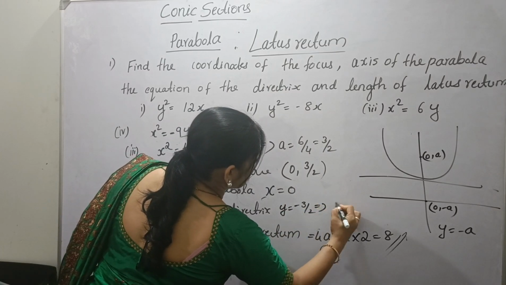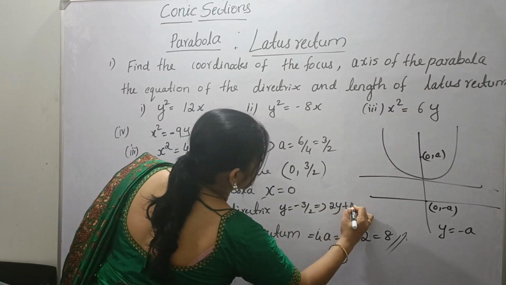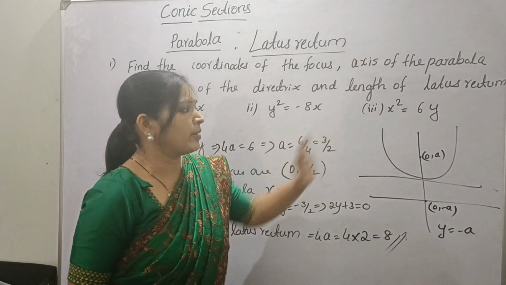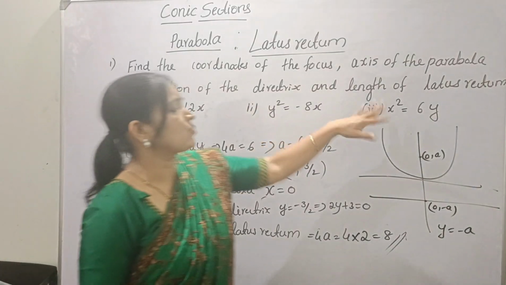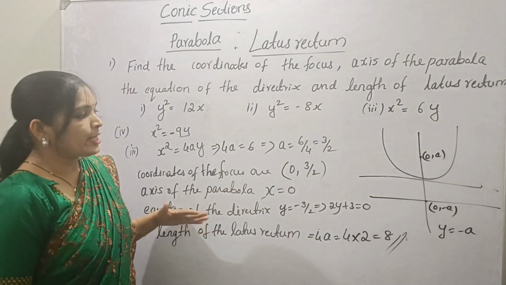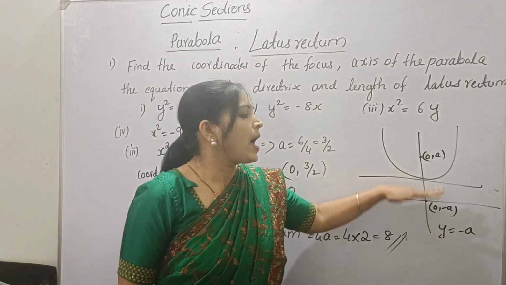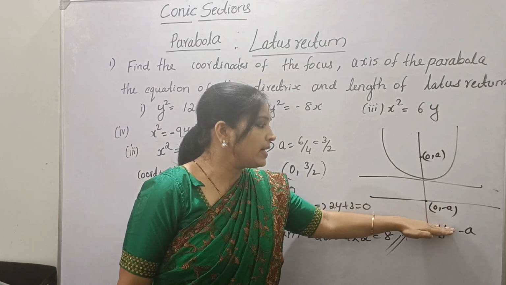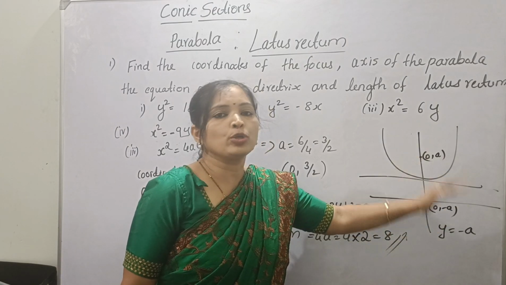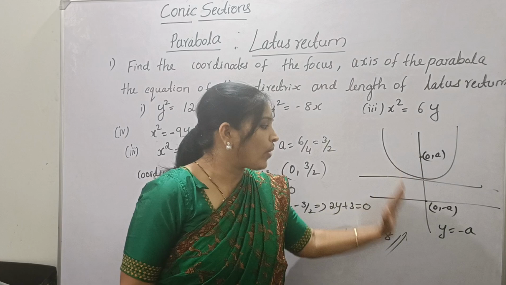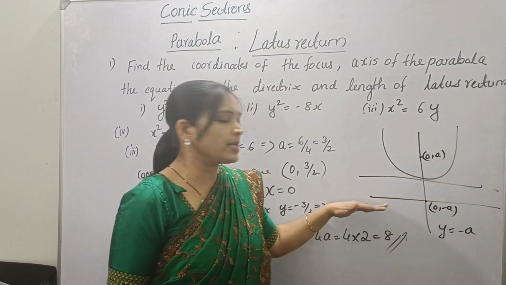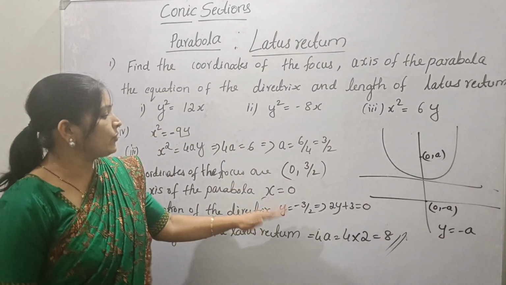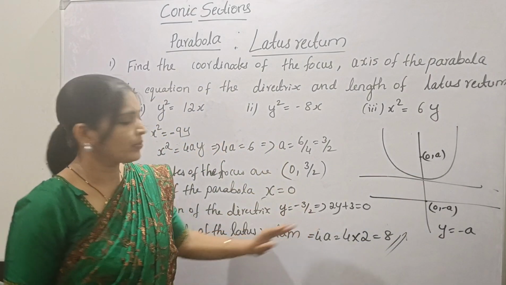That is 2y + 3 = 0. So it is the equation of the directrix of this parabola. Understood, right? Because this directrix is on the negative y-axis, the point is (0, -a). Therefore, here the equation is y = -a, not x = -a. Here y = -a because the directrix is along the x-axis direction. Therefore, here y = -3/2.